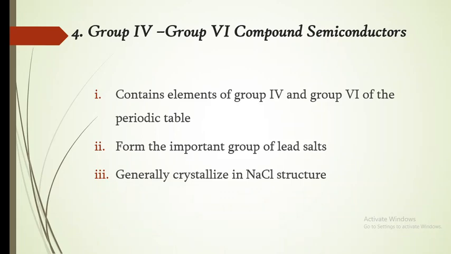These generally crystallize in the NaCl structure. NaCl again is an FCC. Some of the examples showing semiconducting properties are lead telluride, lead sulfide, lead selenide, etc. So these are the main groups into which semiconductors are classified, based on the position in the periodic table of the elements involved in the formation of the semiconductor. Thank you.